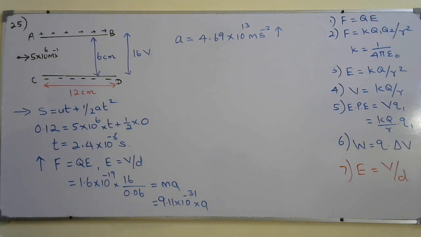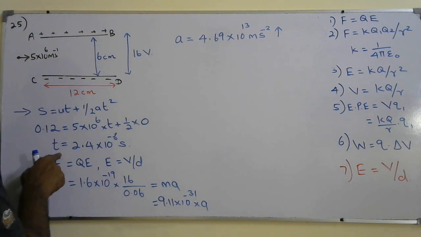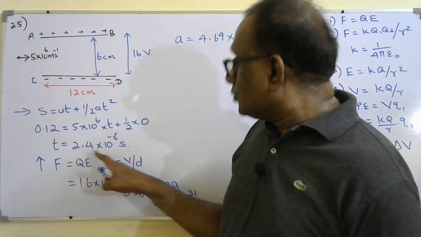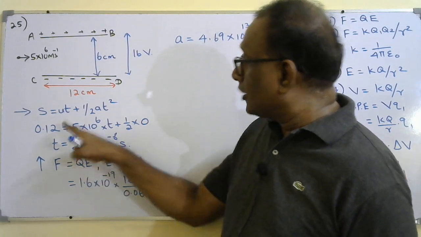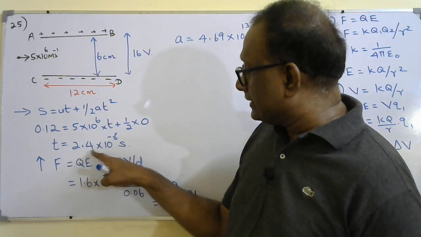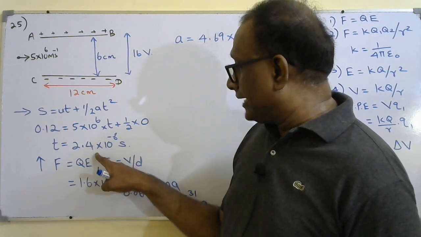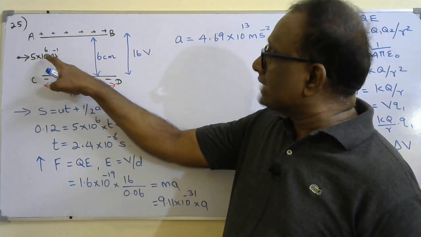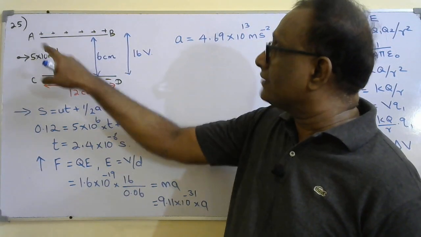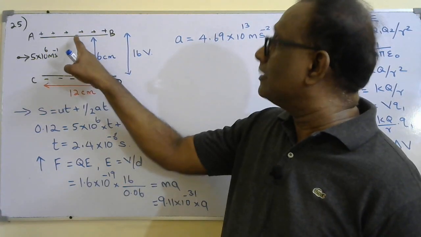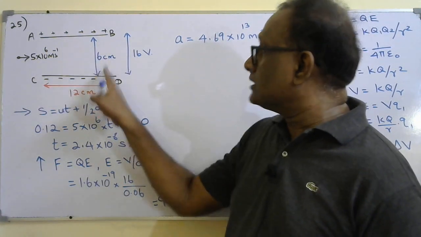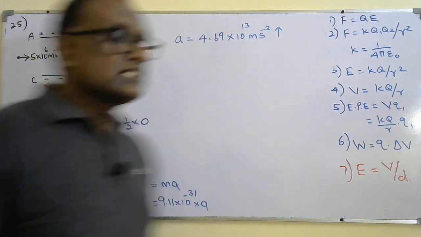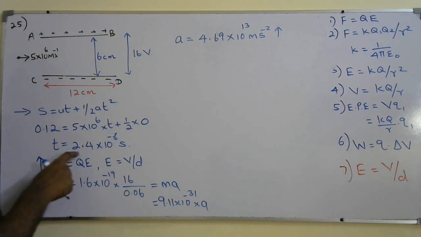Okay, so we'll find what distance it will move during this time. When it travels 12 centimeters horizontally, the time taken is 2.4 × 10^-8 seconds. So during this time, if the distance it could move is more than 3 centimeters, that means it will hit the plate before it moves 12 centimeters parallel to the plate. So we'll find what distance it could move during this time.